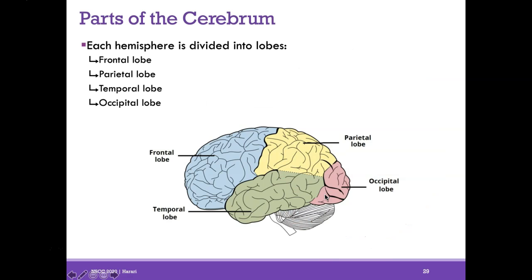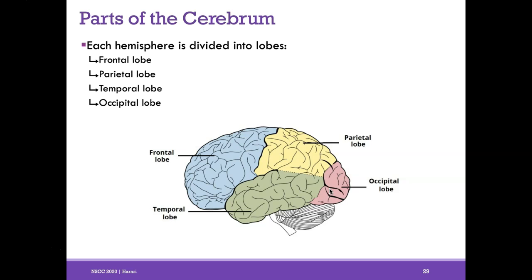And next we have the occipital lobe. The occipital lobe is at the rear of the head. So it's caudal to the parieto-occipital sulcus. And it's right underlying, it's just deep to the occipital bone. So note that all the lobes are named after the cranial bones that protect it.